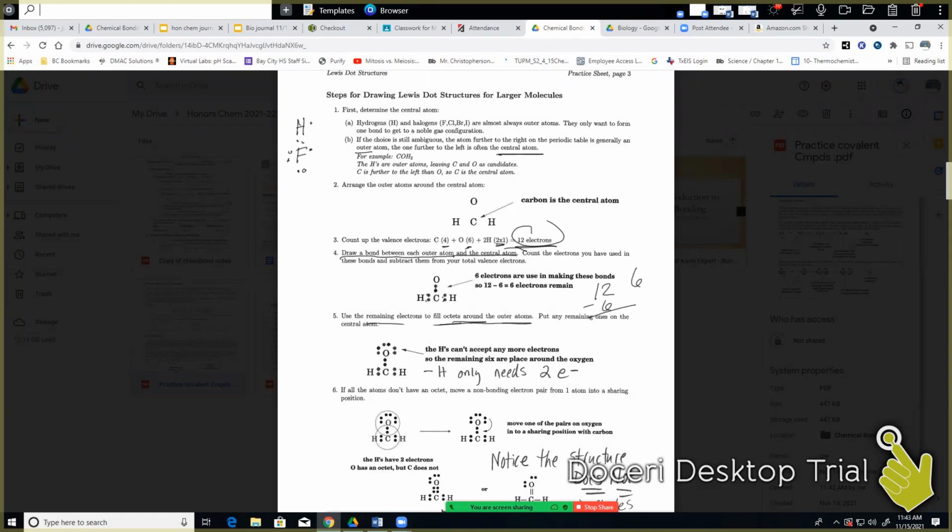At this point, you have to look at it and see if everything is stable. Does everything have its octet? Remember, hydrogens only need 2. So on that compound written like that, is everything stable? Does everything have its octet? Just carbon. Carbon does not. If I look at carbon, it only has 6. So it is not stable, so I'm not through.